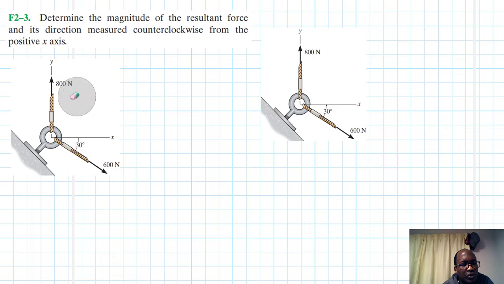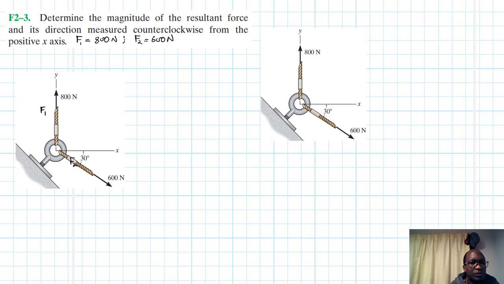begin. So we have two forces here, 800 and 600. Let's say this is F1, this is F2. F1 is equal to 800 newtons and F2 is equal to 600 newtons. Let me just take this a little bit down. So I was saying this is F1 and this is F2.